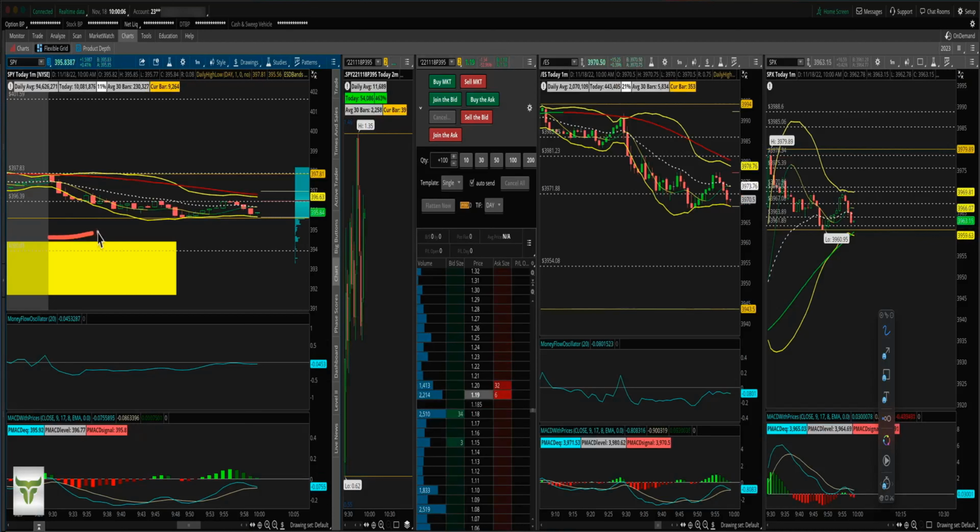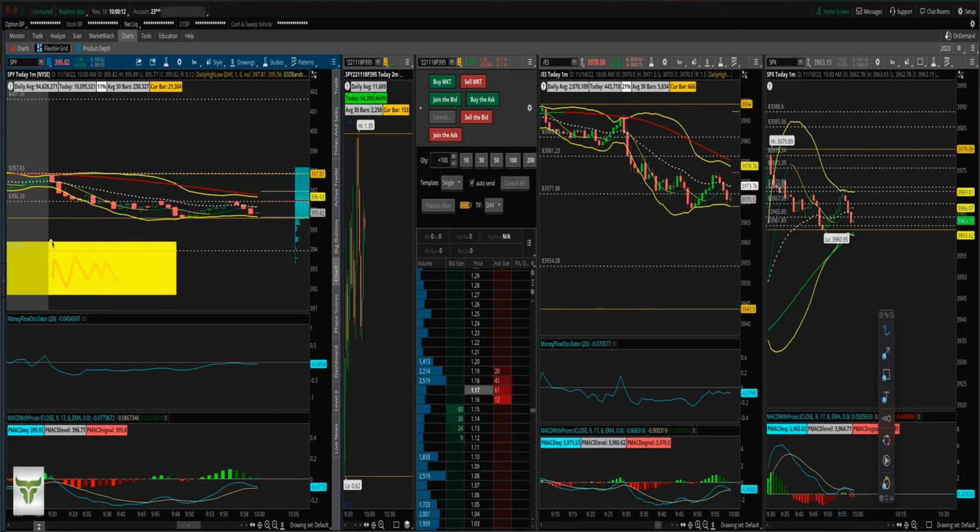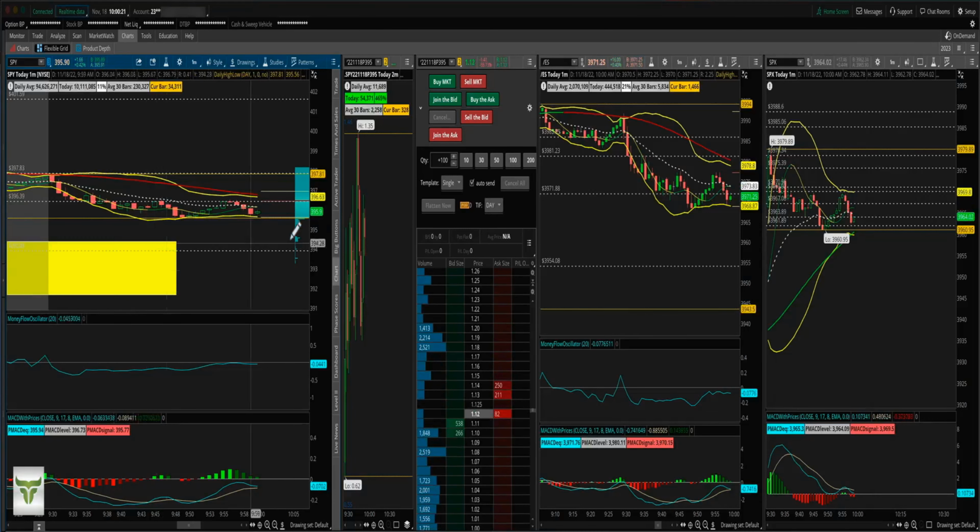So what's the box? The box is volatility. The box is price action. The box is support and resistance. The box is everything, right? That's why we draw it out, right? So that's the box there.